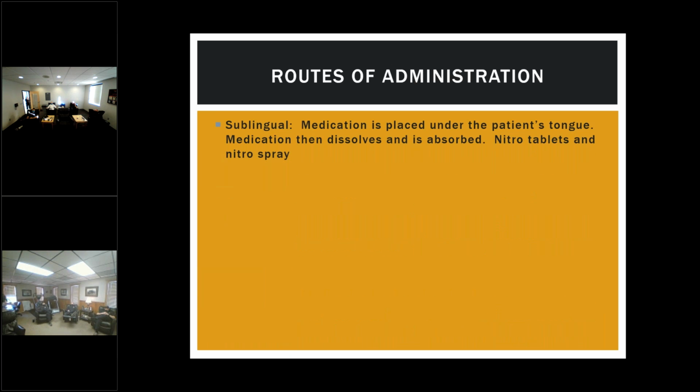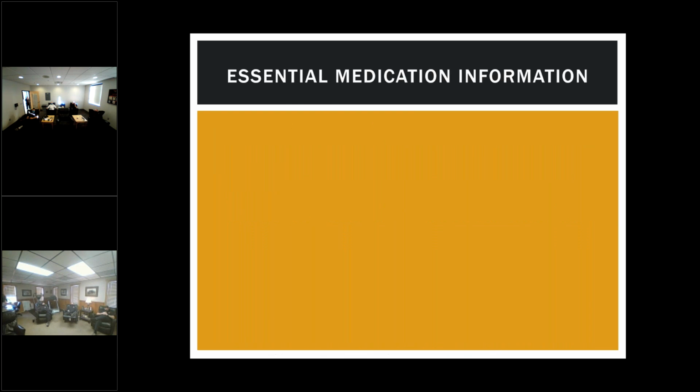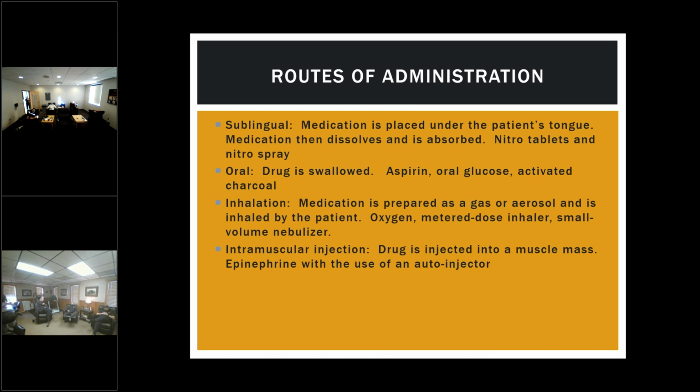So with routes of administration, each route is going to have a different onset of effects. So for EMTs, we can give sublingual, oral, inhalation, intramuscular, and subcutaneous. When the medics arrive, they can also give IV and IO. So IV medications, IO medications, generally our desired effect is going to be displayed within about 30 seconds. For us, when we're giving medications, the fastest medication that's going to be absorbed is going to be inhalation, which usually takes about a minute or 2.